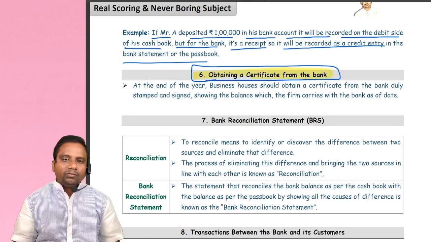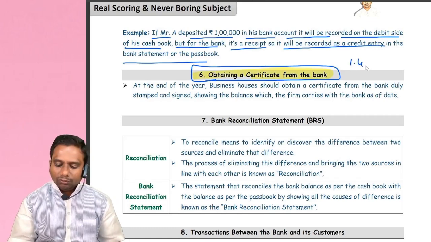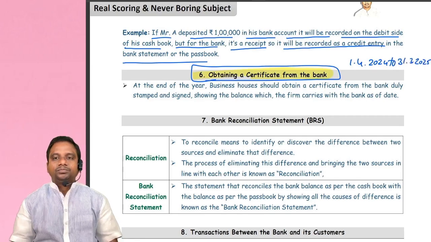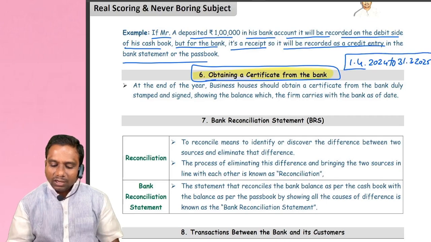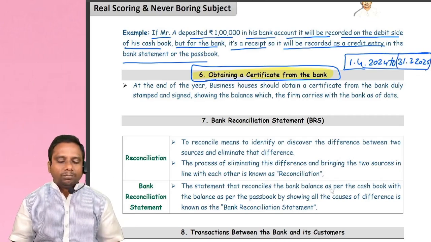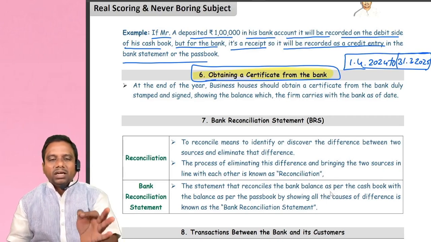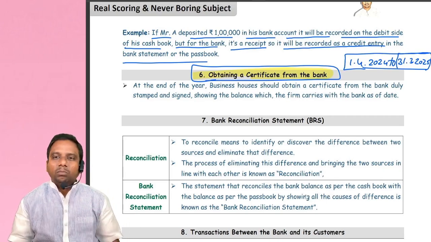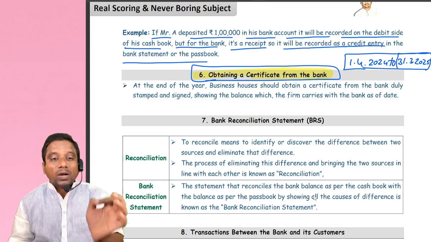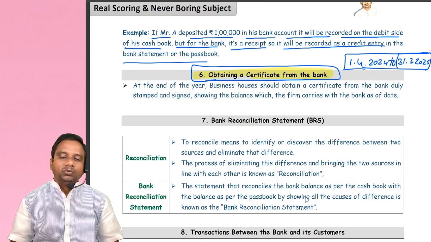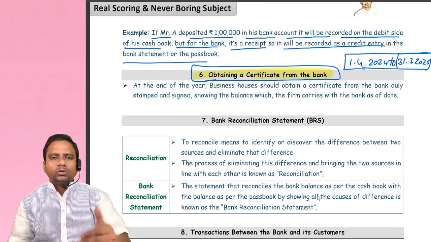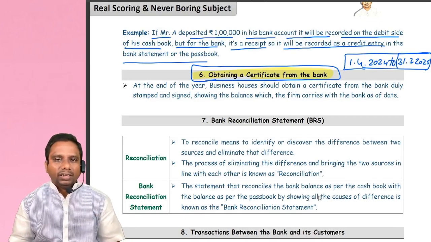Next one, obtaining a certificate from the bank, an important concept. At the end of the financial year, suppose 1/4/2024 to 31/3/2025, this is one financial year. At the end of the financial year, that is 31st March 2025, every businessman should get a certificate from the bank stating how much balance you have in the bank. Very, very important. When you approach the bank, they will give you the certificate.